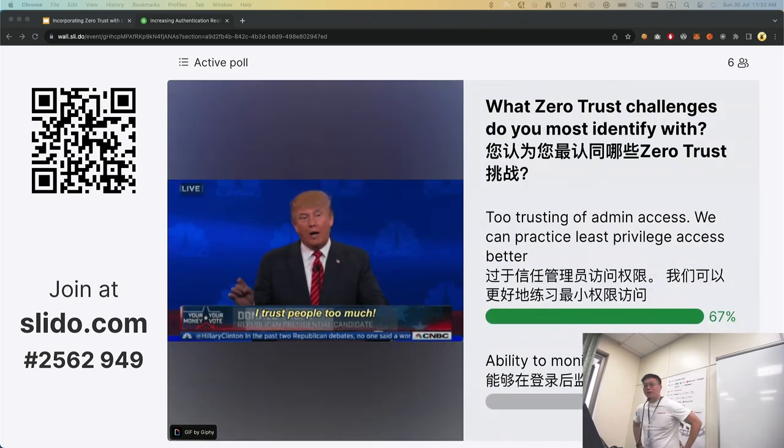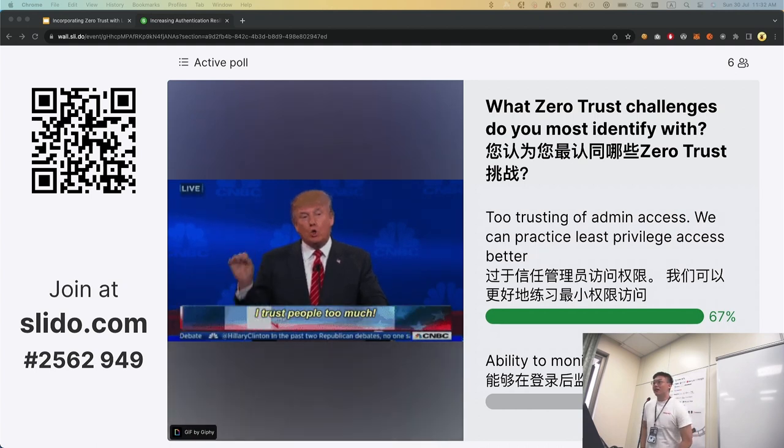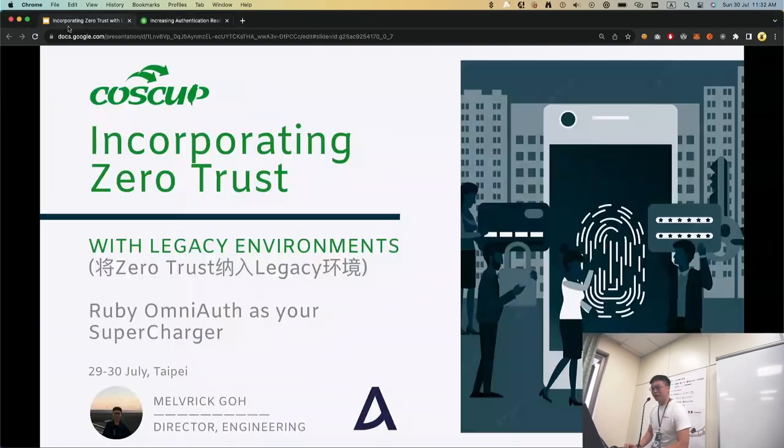So today's talk is about zero trust with legacy environments. My name is Melvick. I'm from Singapore. I'll just cover briefly what we generally work with first. Today's talk is zero trust in legacy environments, particularly for a lot of us that work in big banks or fintechs or e-commerce companies, like let's say your Lazada or Shopee, who have been around for quite a while.